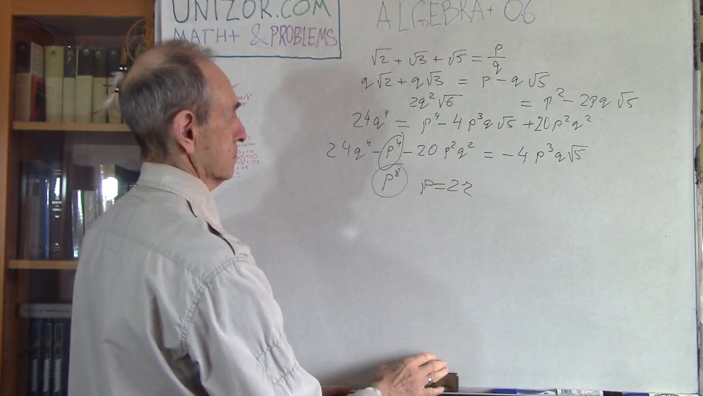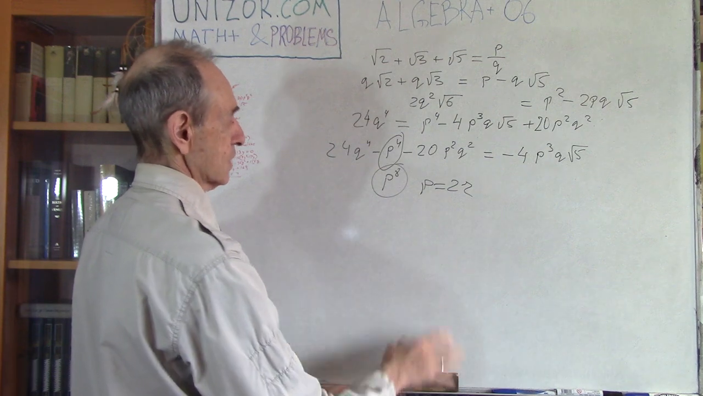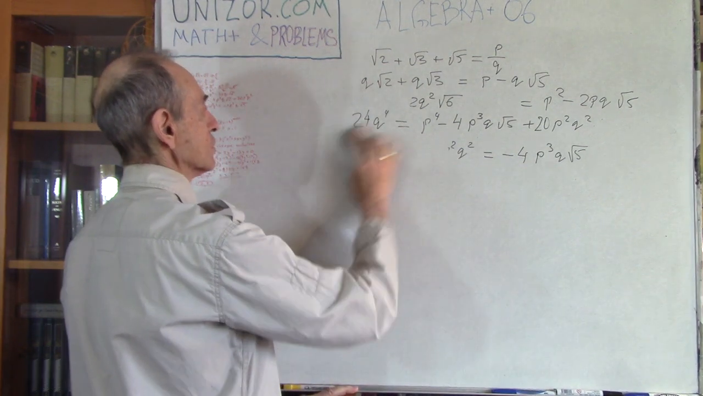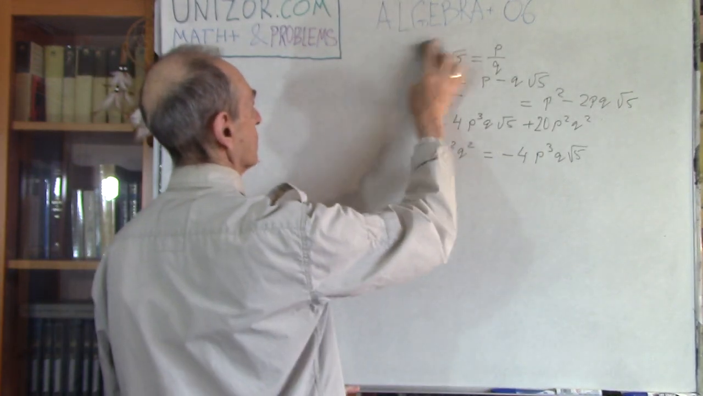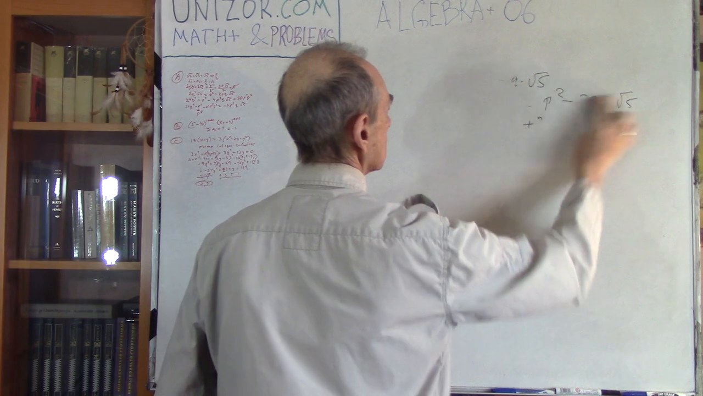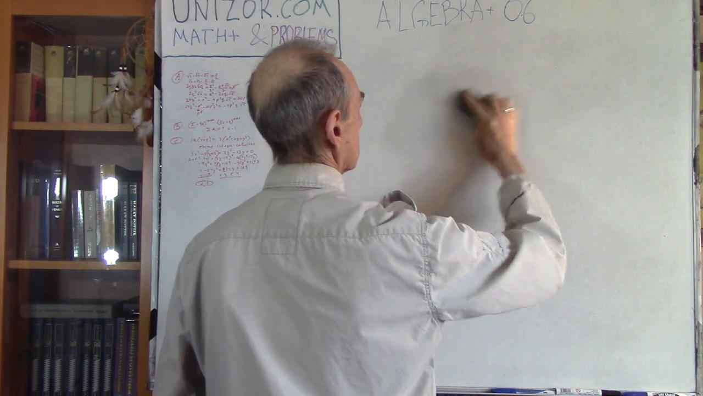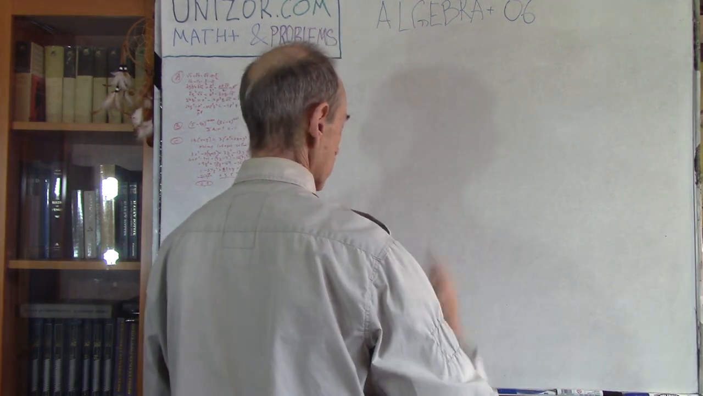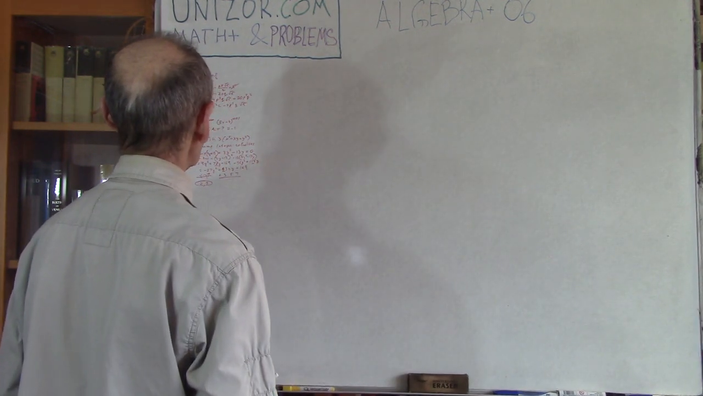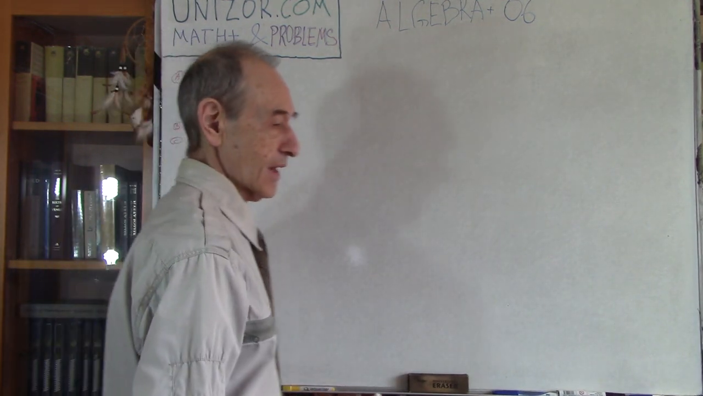Basically, it's almost finished. I just don't want to spend any more time on the trivial calculations. But the idea is the same. So p and q both must be even numbers because of all this, and the fraction is reducible by 2, which we assumed is not the case. Okay.